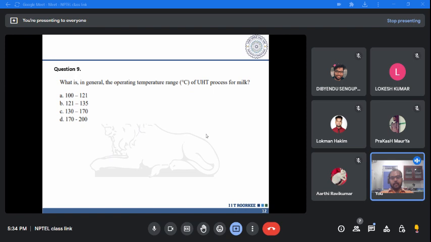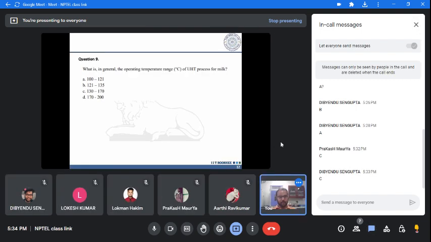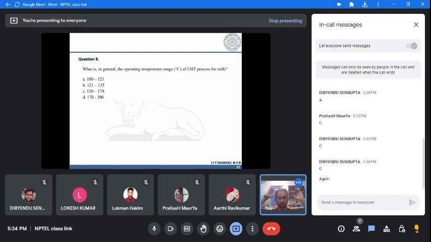And what is the general operating temperature range for a UHT process for milk? You have to tell what is the UHT process temperature range for milk. If you know the answer, please let me know in the comment box. Okay, Divyendu saying C. Divyendu saying C again. Okay, Divyendu.